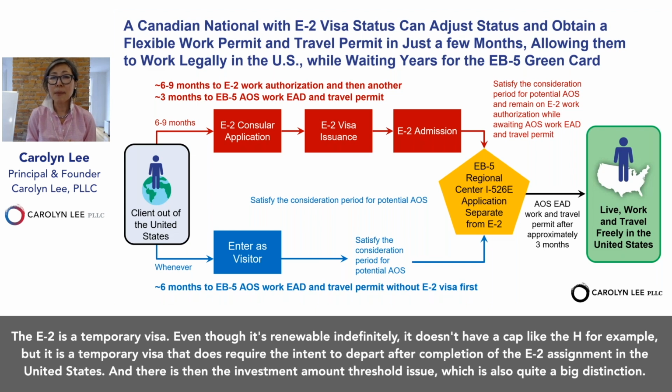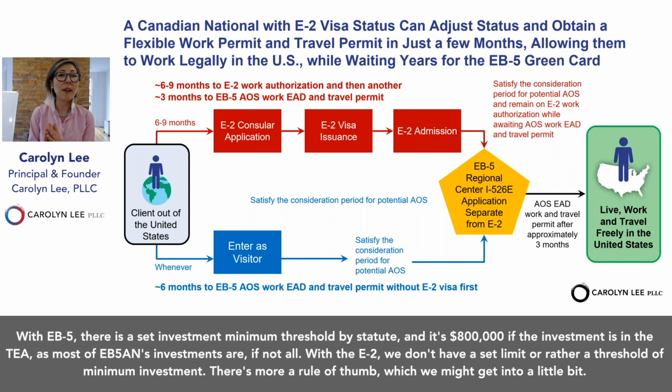But it is a temporary visa that does require the intent to depart after completion of the E2 assignment in the United States. And there is then the investment amount threshold issue, which is also quite a big distinction. With EB-5, there is a set investment minimum threshold by statute, and it's $800,000 if the investment is in a TEA, as most EB-5 investments are, if not all. With the E2, we don't have a set threshold of minimum investment. There's more a rule of thumb, which we might get into a little bit.